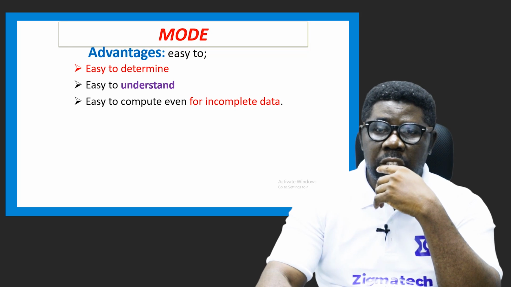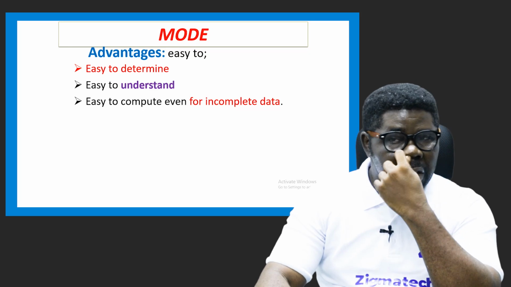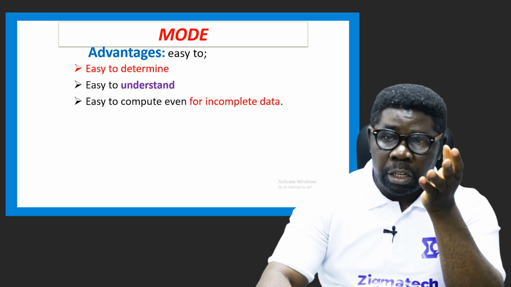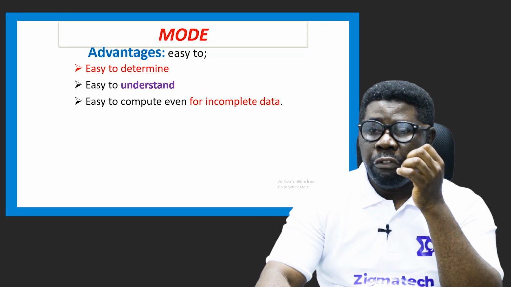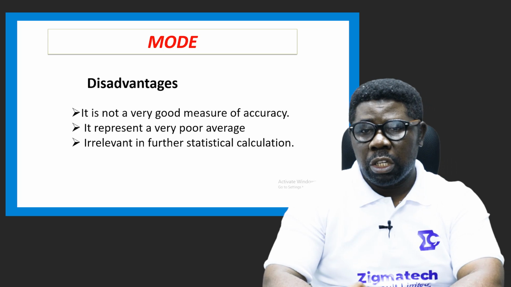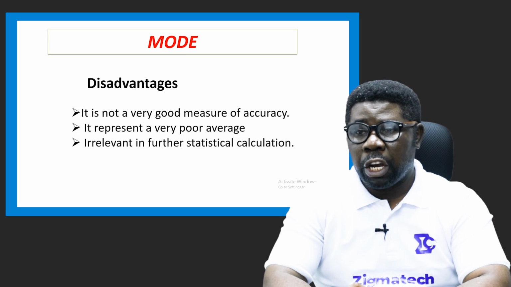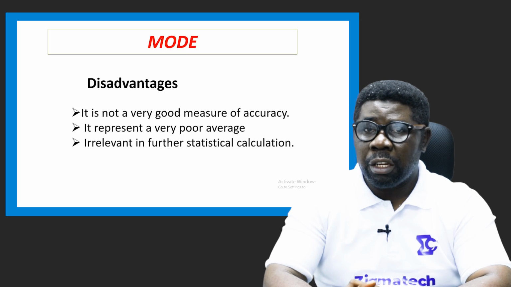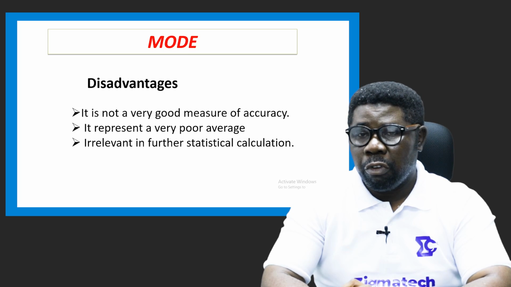The mode, of course, is easy to determine because it tells you the highest or most occurring value in a distribution. It is easy to understand and easy to compute, even for incomplete data. Well, what are the disadvantages of the mode? The mode is not a very good measure of accuracy because it considers only the most occurring. So the mean and the median might not be the most reliable figure.